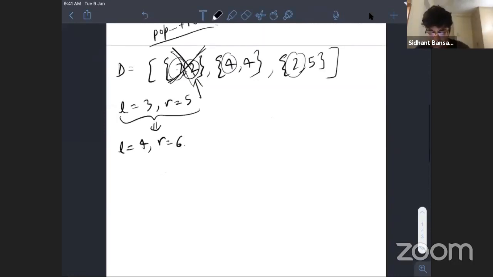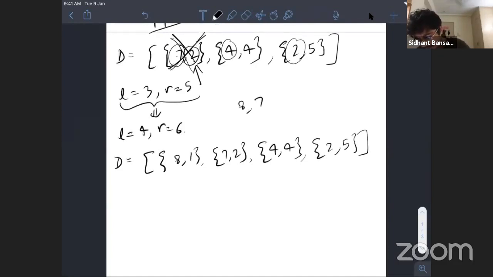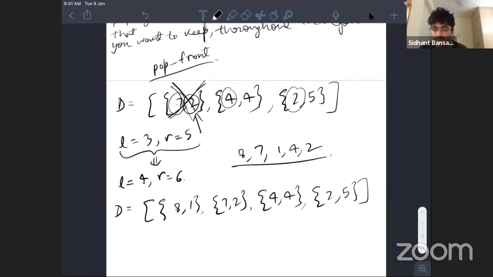And okay, so another example could be, let's say you had 8 1, 7 2, 4 4, 2 5. What this means is your array looks something like this: 8, 7, 1, 4, 2. If you had an array like this, your DQ will probably look like this, what I'm showing you right now. You can run through it on paper and pen. And this is how it will look, because 1 will get popped out from here.